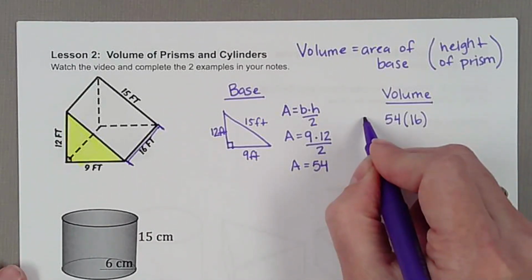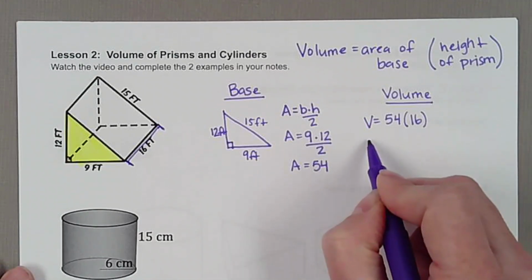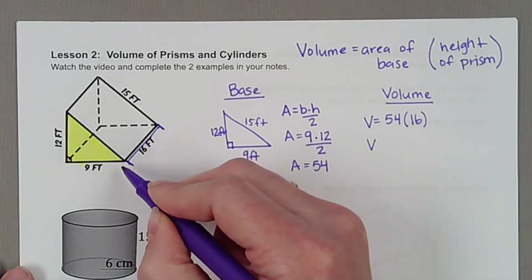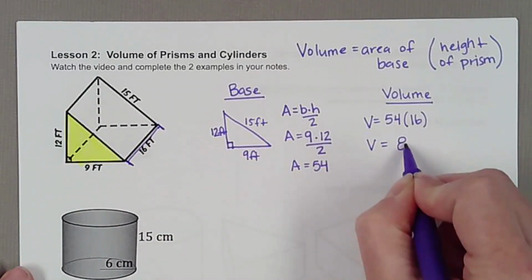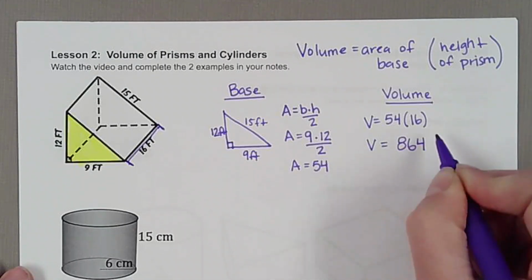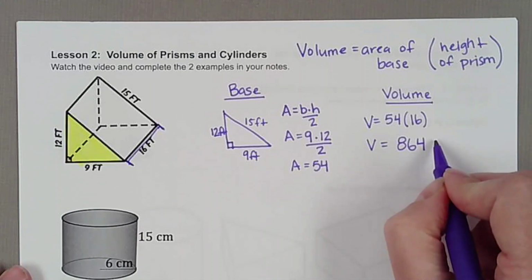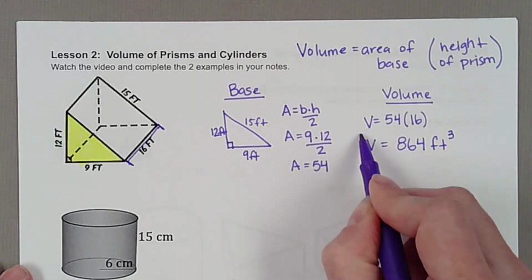Then I'm doing volume now, so I can use capital V for volume. When I multiply those two numbers, I got the area of the base from here. The height was how far apart the two bases are. And when I multiplied, I got 864. And then anytime we're doing volume, we measure it in cubic units. So I would have to say my units feet, but they have to be cubed.